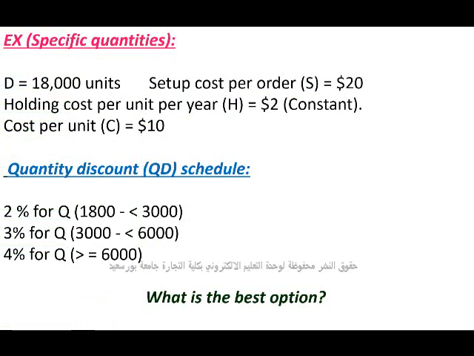Demand is equal to 18,000 units, ordering cost 20, holding cost 2, cost per unit 10, and you have a quantity discount as scheduled: 2% if you buy quantity from 1800 to less than 3000, 3% if you buy quantity from 3000 to less than 6000. If you buy 6000 and more, you will get a 4% discount. What is the best option?